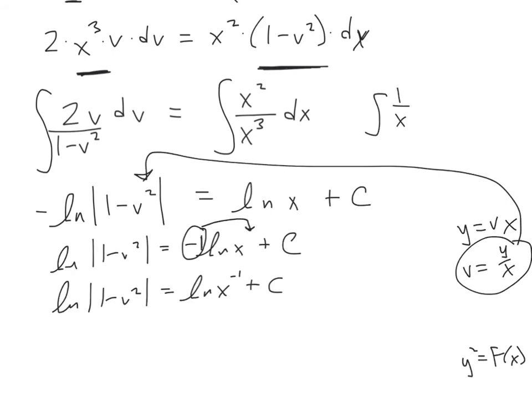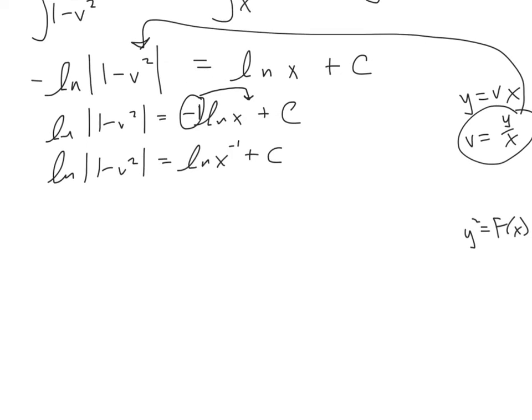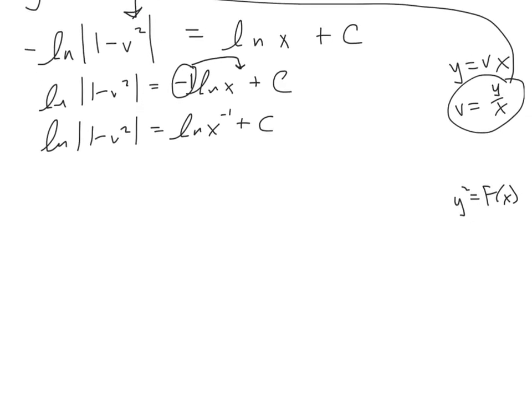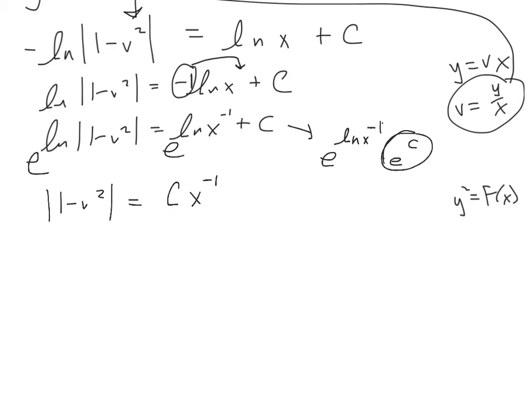Now we're going to do a neat trick that we've done numerous times before. I'm going to exponentiate here, right? So I'm going to make both sides the power of e. And when I do that, on the left-hand side, I'll wind up with the absolute value of 1 minus v squared. On the right side, I'm going to wind up with cx to the negative 1. And real quick, why that happens. This thing can basically be split into e to the natural log x to the negative 1 times e to the c. Well, e to the c is just going to turn into some other constant c, and for this one here, the e and the natural log effectively cancel out, leaving me with x to the negative 1.